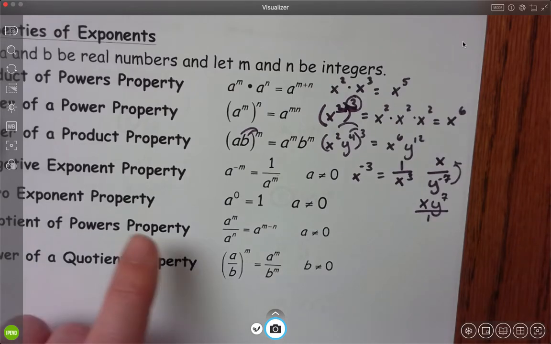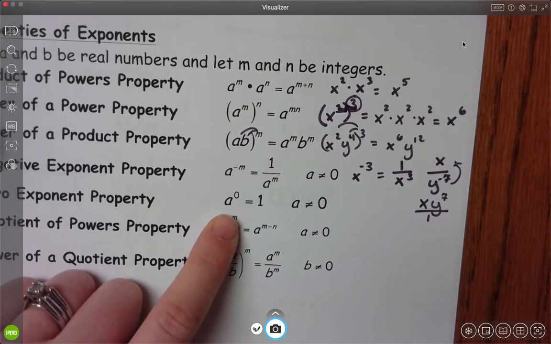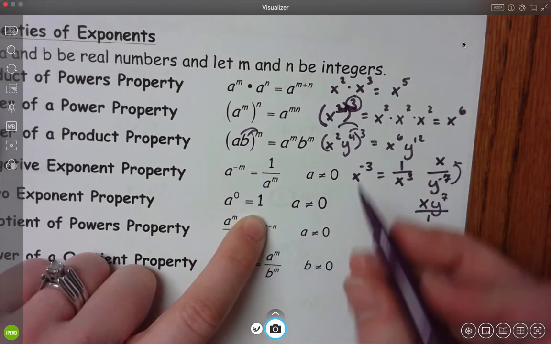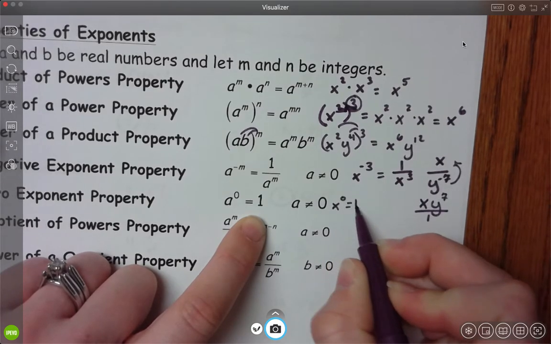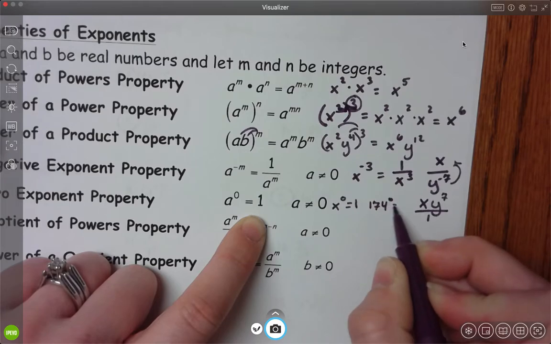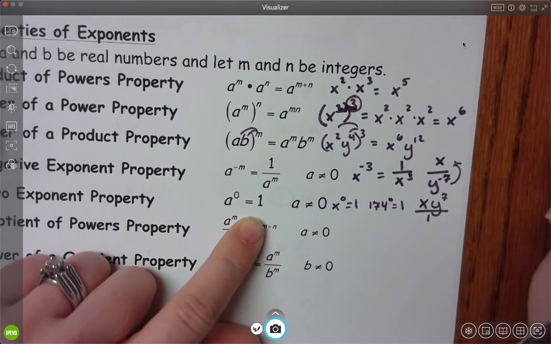The zero exponent property says that anything to the 0 power is equal to 1. So x to the 0 power equals 1. 174 to the 0 power equals 1. Any number to the 0 power or variable to the 0 power is going to be 1.